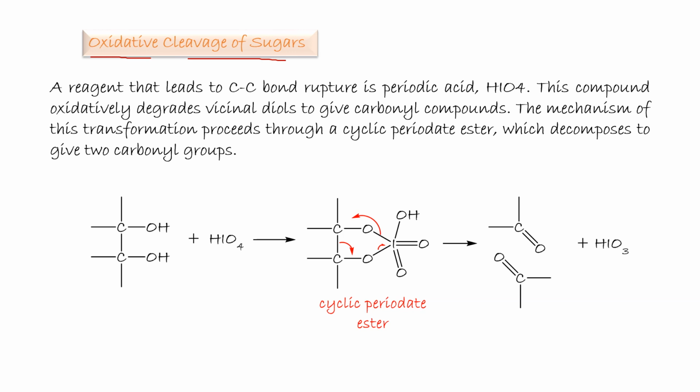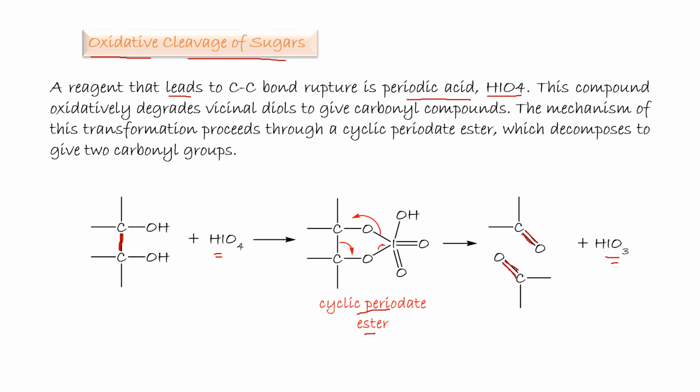Oxidative cleavage of sugar. The reagent that leads to C-C bond rupture is periodic acid, HIO4. This compound oxidatively degrades vicinal diols to give carbonyl compounds. So we have here a 1,2-diol with periodic acid forming a cyclic periodate ester, a 5-member ring, which opens to 2 carbonyl compounds and HIO3.